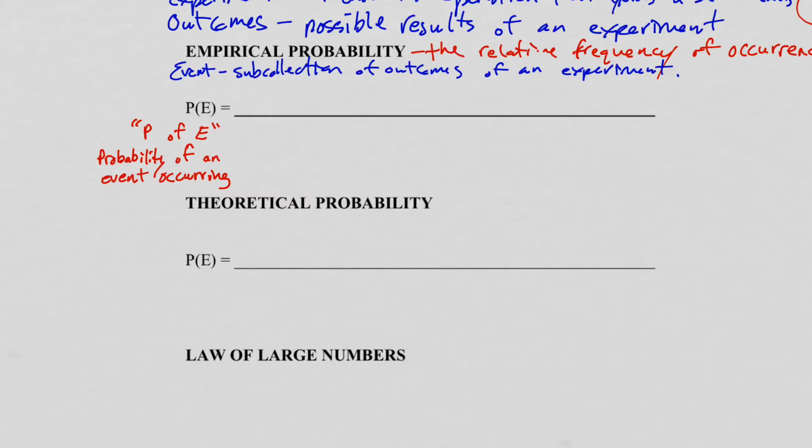So the probability of an event in an empirical study would be the number of times an event E has occurred over the total number of times the experiment was performed.